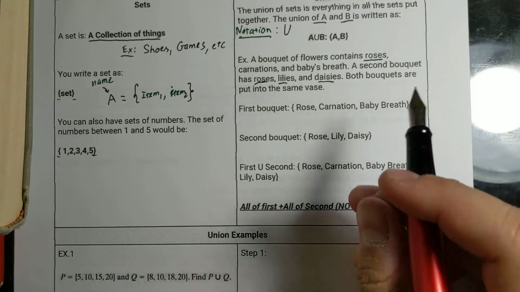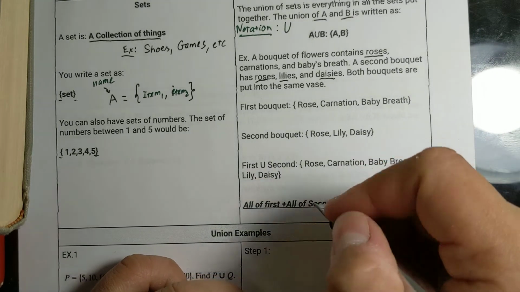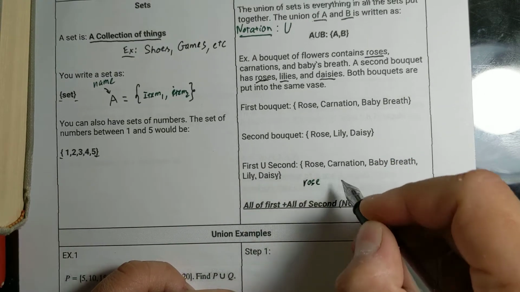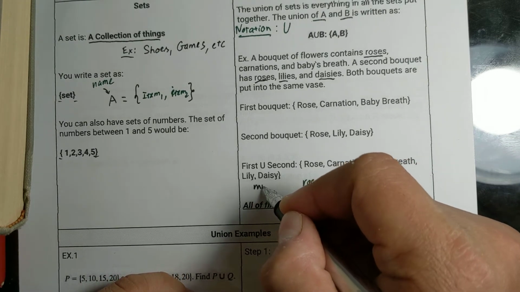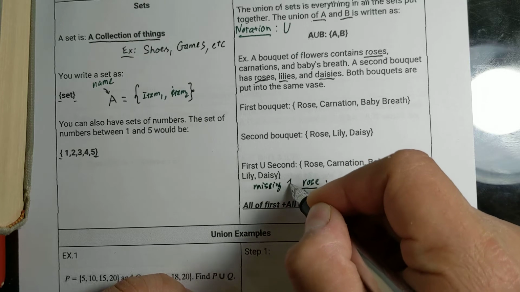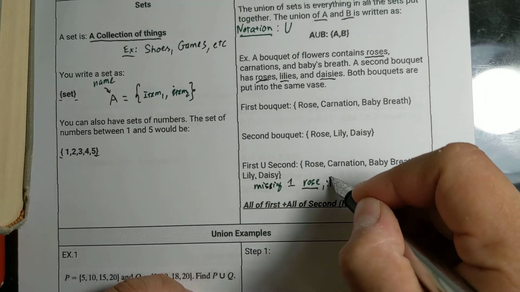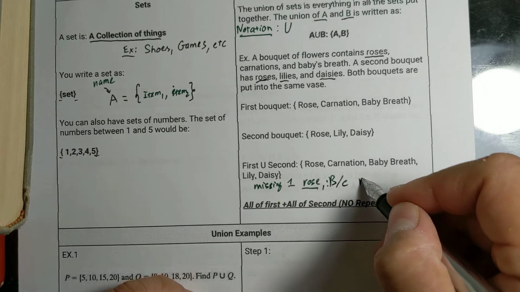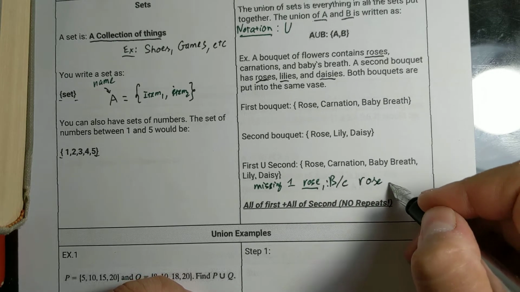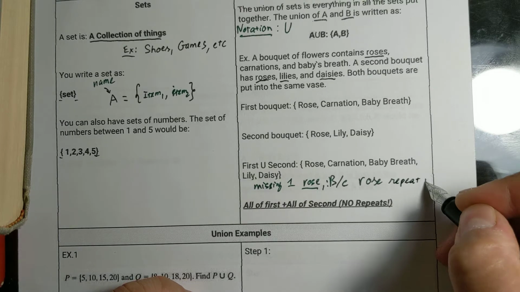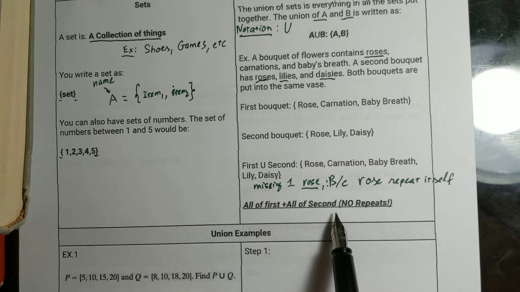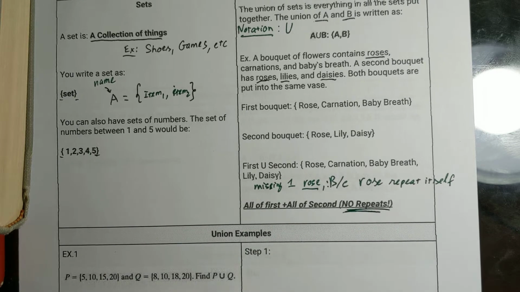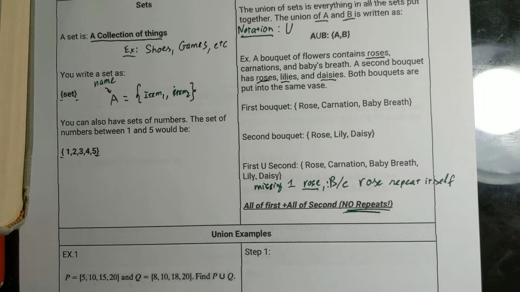Notice that we're missing something here. We're missing one rose. The reason is that the rose repeats. Please do not include the repeat there, because when you talk about a collection, a repeat we count as one only.